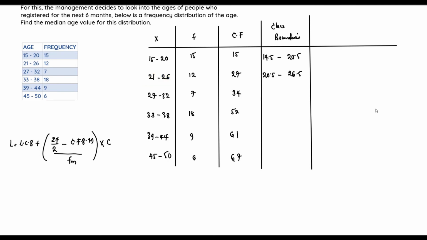The next thing is 27 minus 0.5, that gives us 26.5. So 32 plus 0.5 gives us 32.5, and we do the rest till we get to the last class.